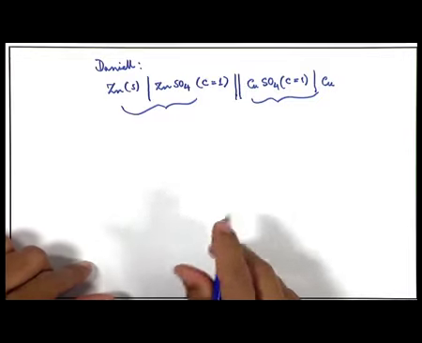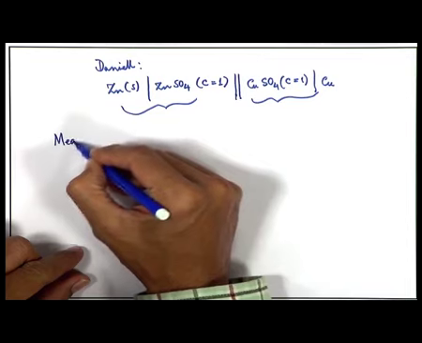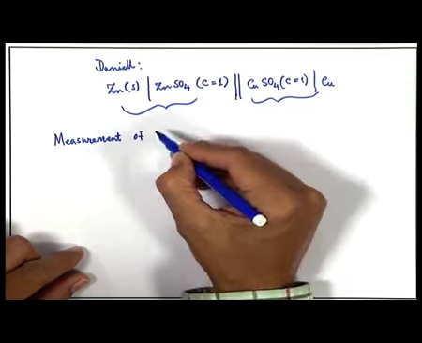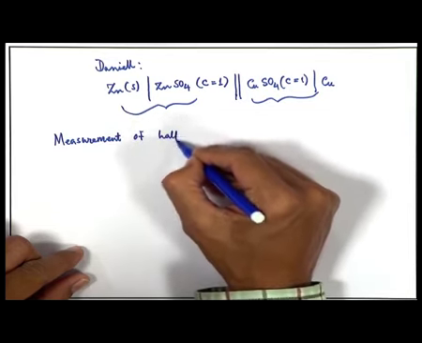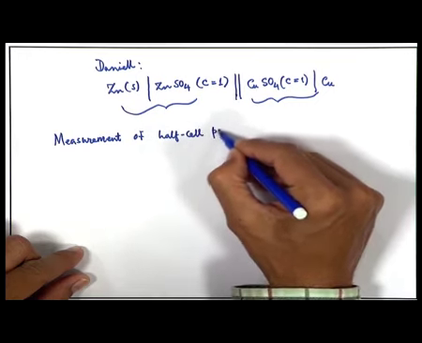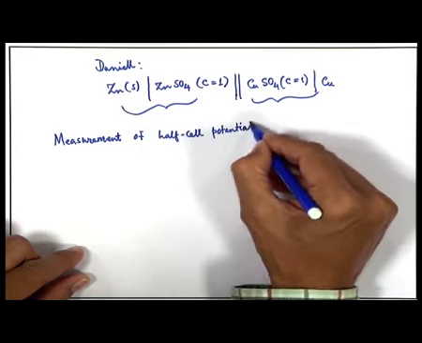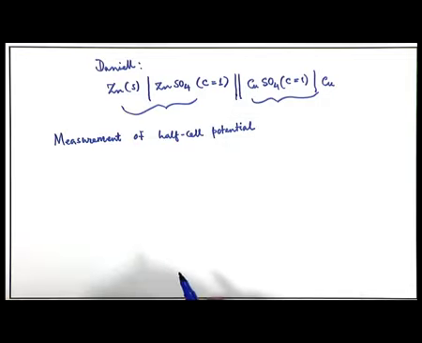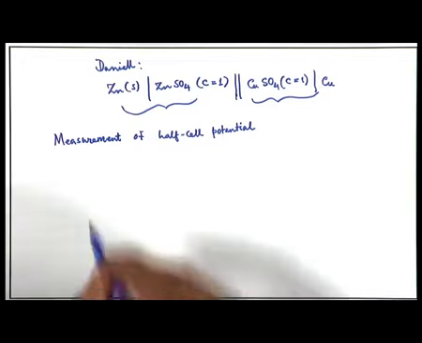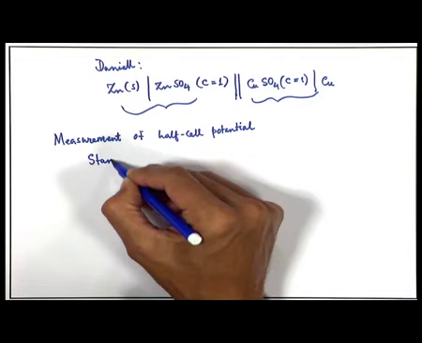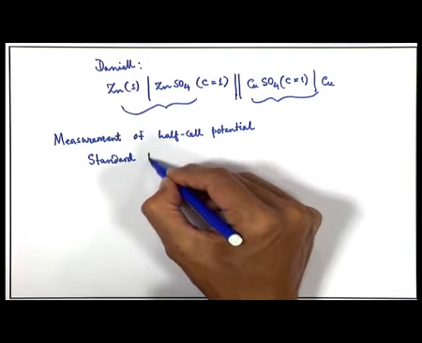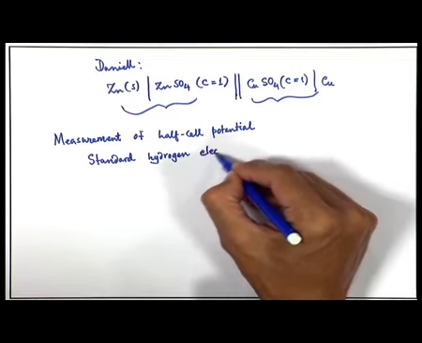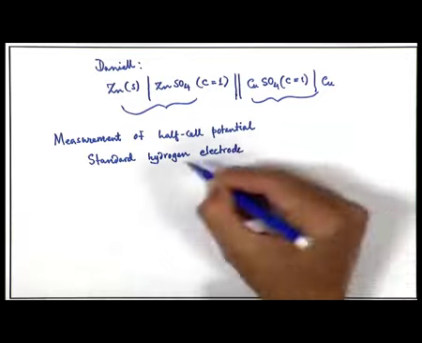the goal. So, therefore, measurement of half cell potential. In that case, we need to take the help of a standard half cell, which is called the standard hydrogen electrode, or standard hydrogen half cell.